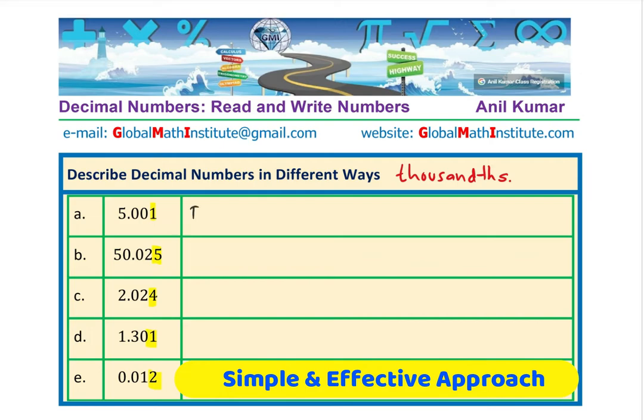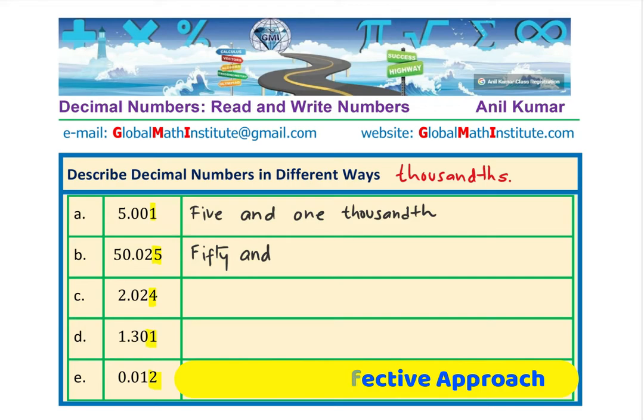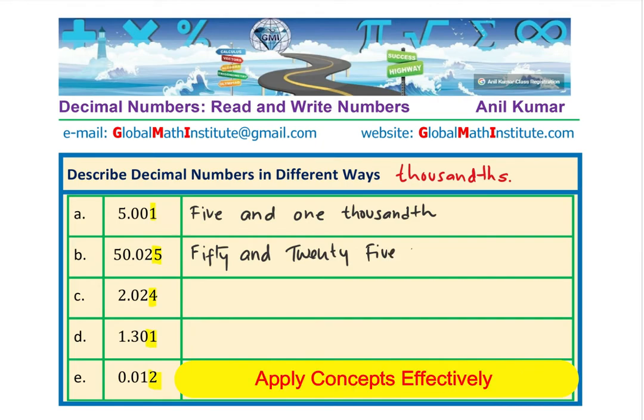5 and 1 thousandth. Since it was 1, I use the word thousandth without S. Now this one, 50, the number before decimal, and 25 thousandths.